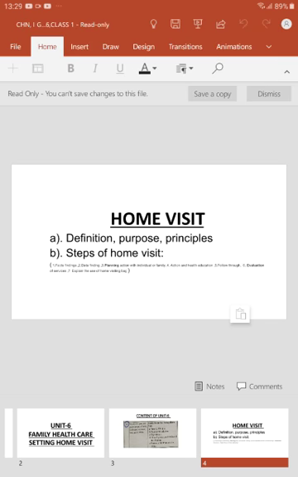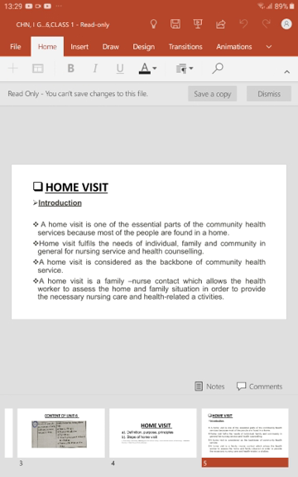We'll see one by one. Today we will be learning the definition, purpose, principles and steps of home visit. First, the introduction. A home visit is an essential part of community health services because most people are found at home. Most people are living in houses or flats, and we can visit those people to collect all the data.